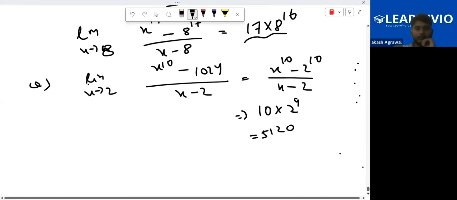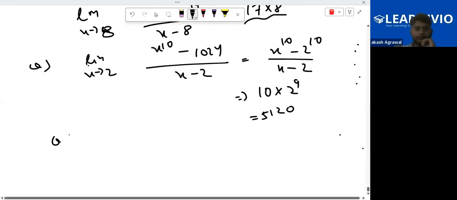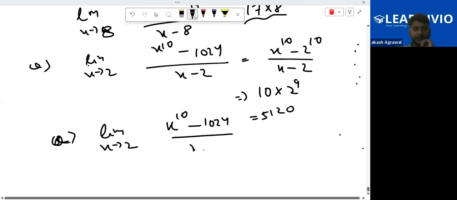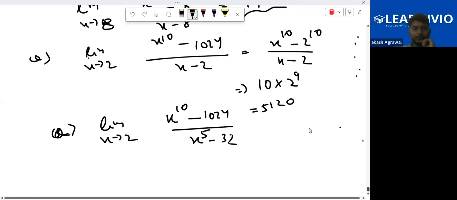Let's do one more question. Limit x tending to 2, x to the power 10 minus 1024 divided by x to the power 5 minus 32. Try to solve it.